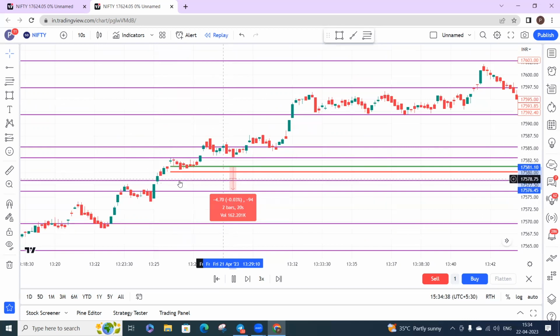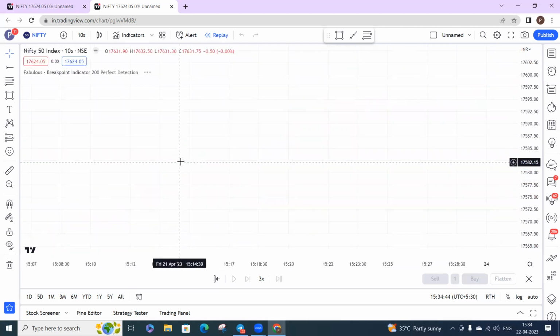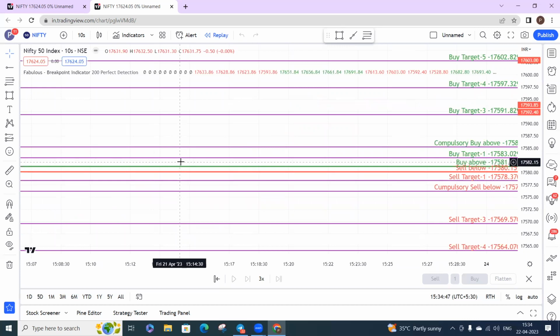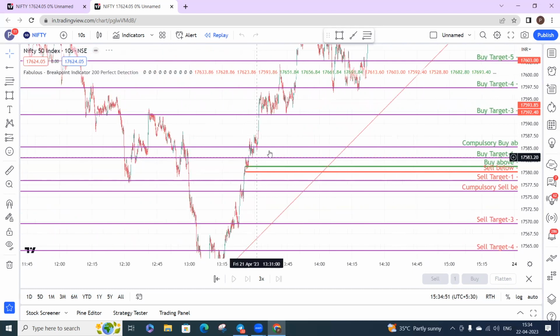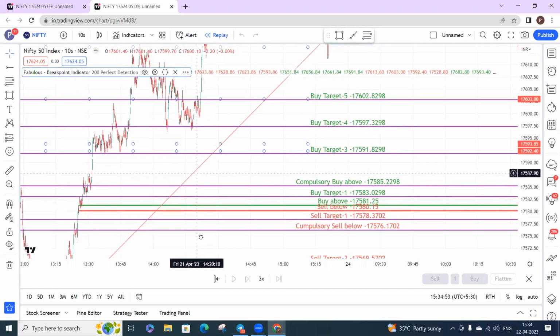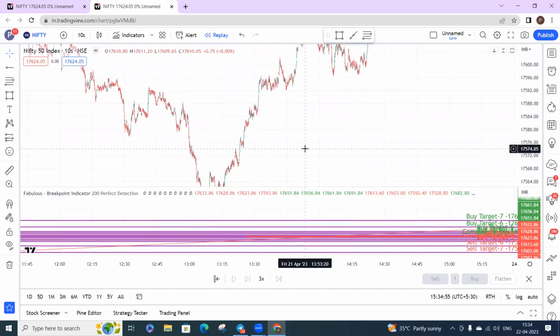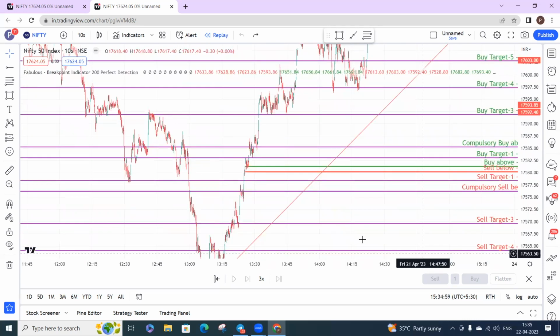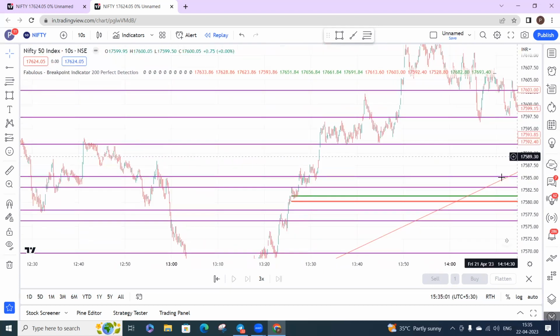So these are the easiest trades that you can do as a scalper. So how many lots can you buy? You can buy 1,000 lots. You can buy 10,000 lots. If you're really interested, you can buy 10,000 lots and you can make some good money out of it. Okay. This is the best thing in a fabulous indicator.